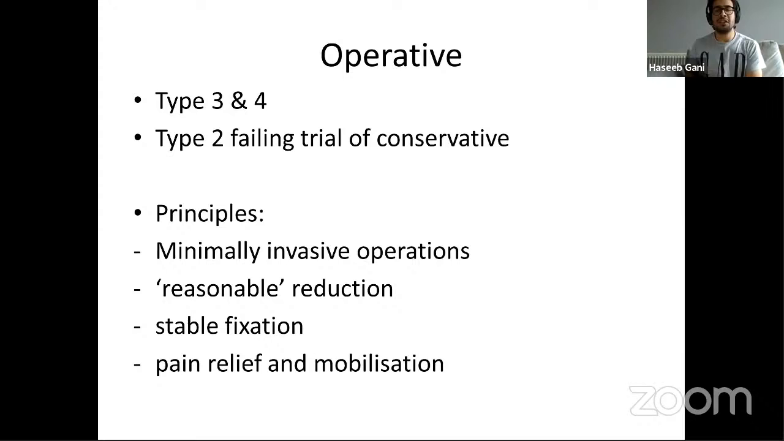Operative treatment is reserved for the unstable types, including type 3 and 4, and type 2, which are unstable, which means you can trial them on conservative and then they will fail. They will be painful weeks after the initial conservative trial, and then you'll have to fix them. The principles of fixation are different from high energy pelvic ring injuries in younger people. These should be minimally invasive operations. We are aiming at a reasonable reduction. It does not have to be anatomic. The fixation has to be stable, and the aim is to relieve pain and ensure mobilization of the patient.